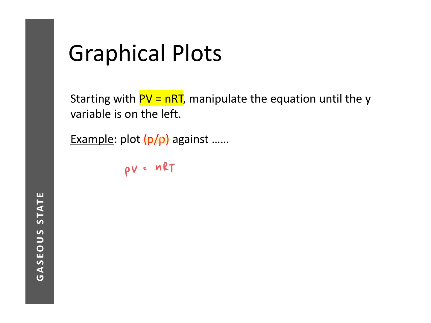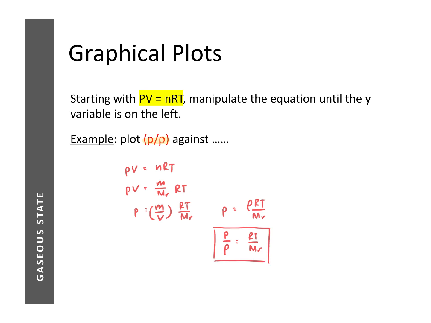Again, to make density appear, or to make relative molecular mass appear, we need to convert number of moles into mass over molar mass. And then to make density appear, we need to bring volume over. That will give us this particular equation, rho RT over Mr. Since we are asked to plot pressure over density, I'm going to move density over to the left hand side of the equation. So this is the final equation that you should be using to either analyze your plot or to plot your graph, where the y variable is on the left hand side of the equation.